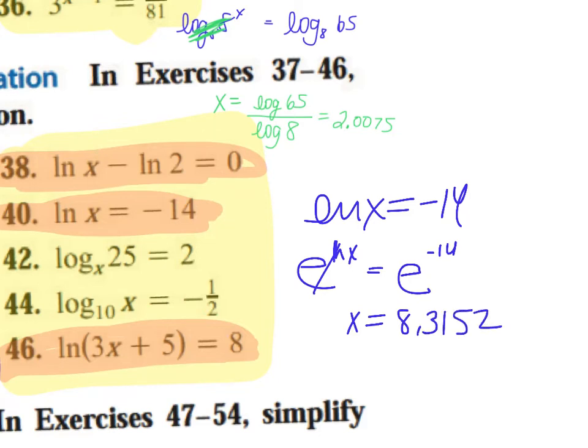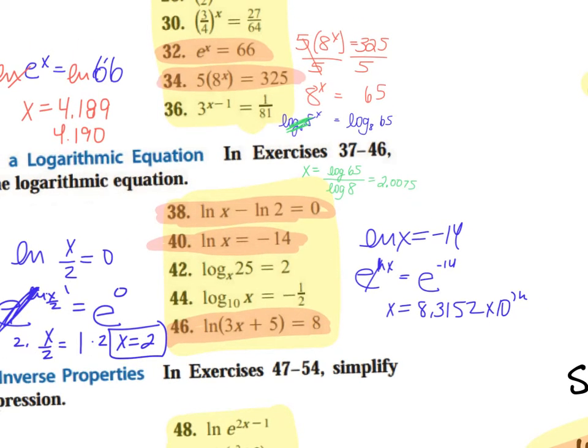Okay. Times 10 to the... I'm not going to give it like that. 10 to the something or other. Okay, whatever. All right, let's look at 46.